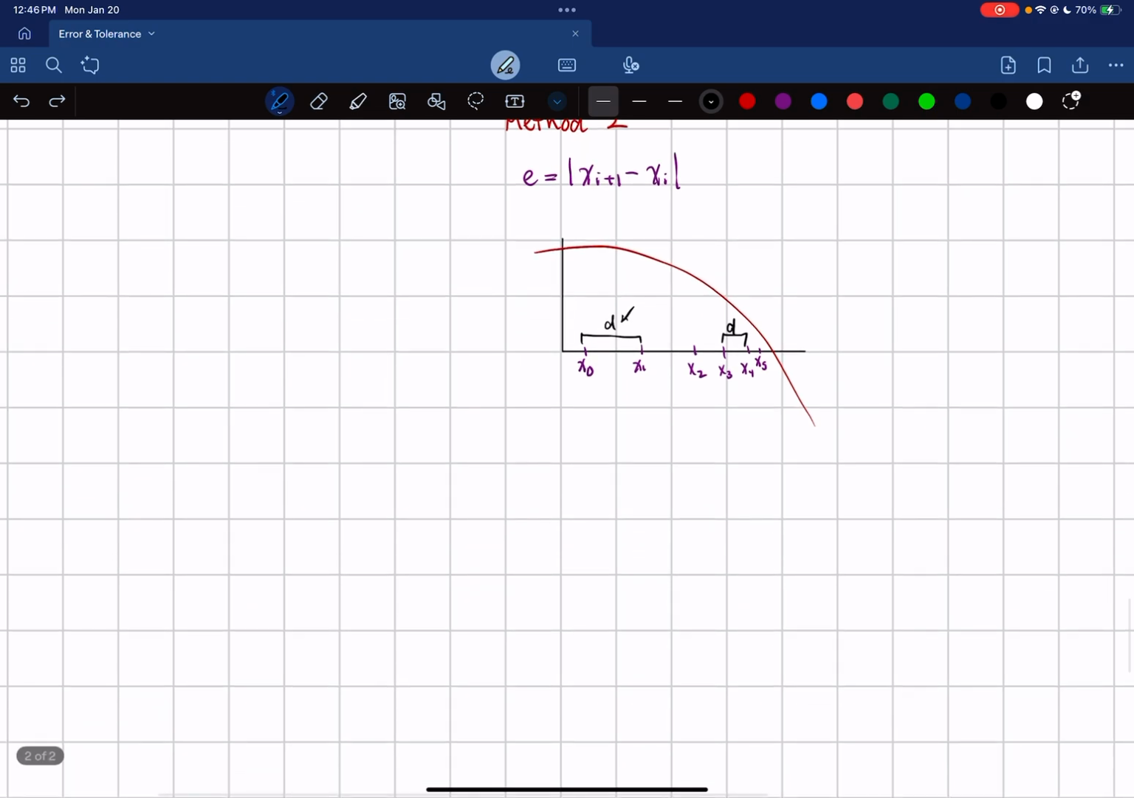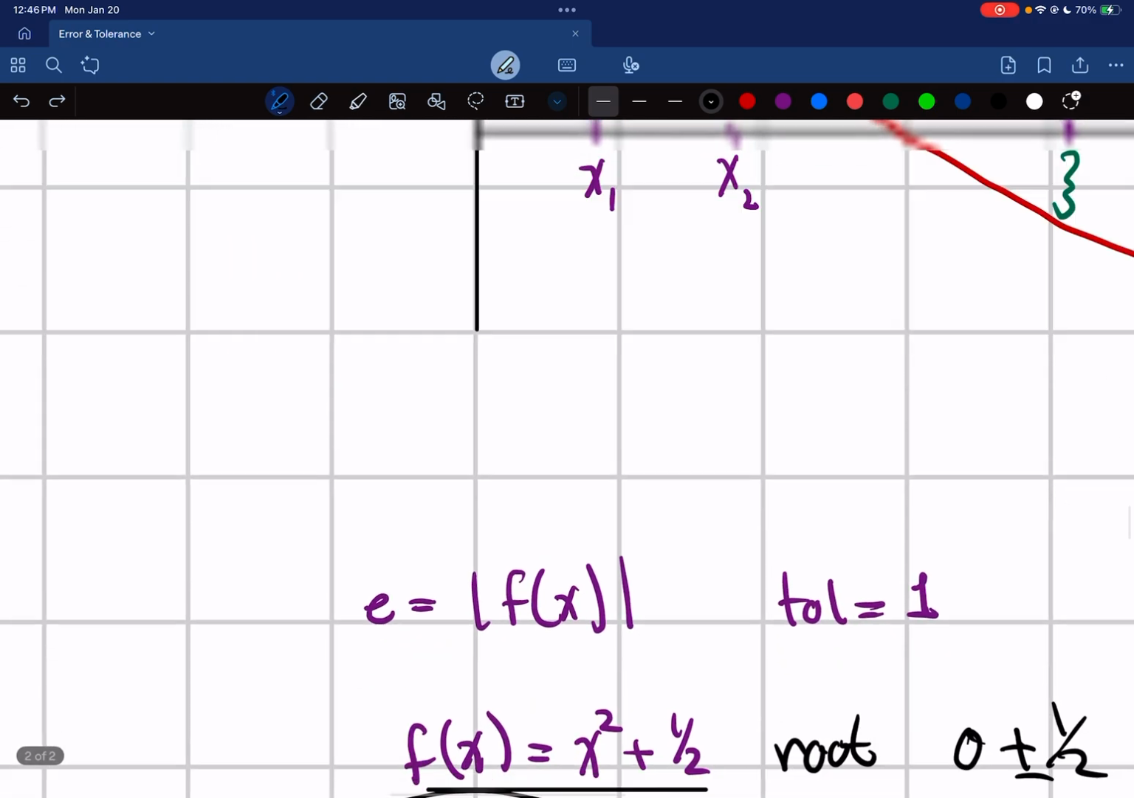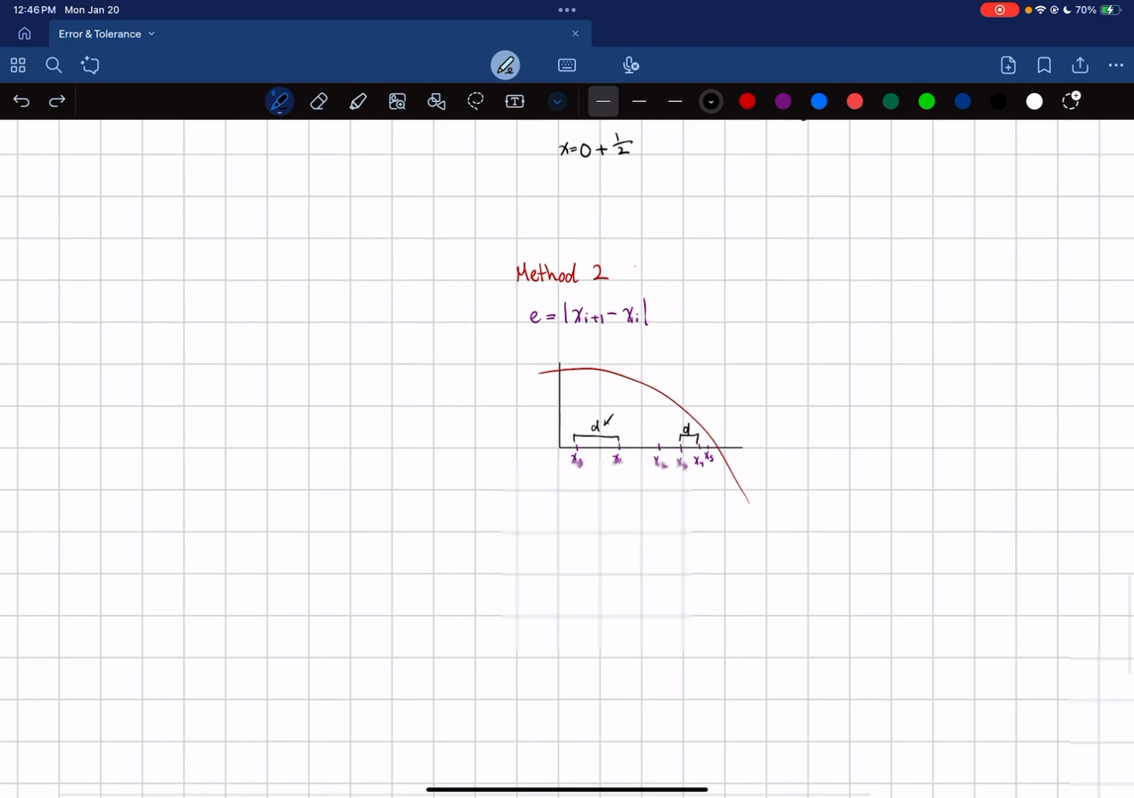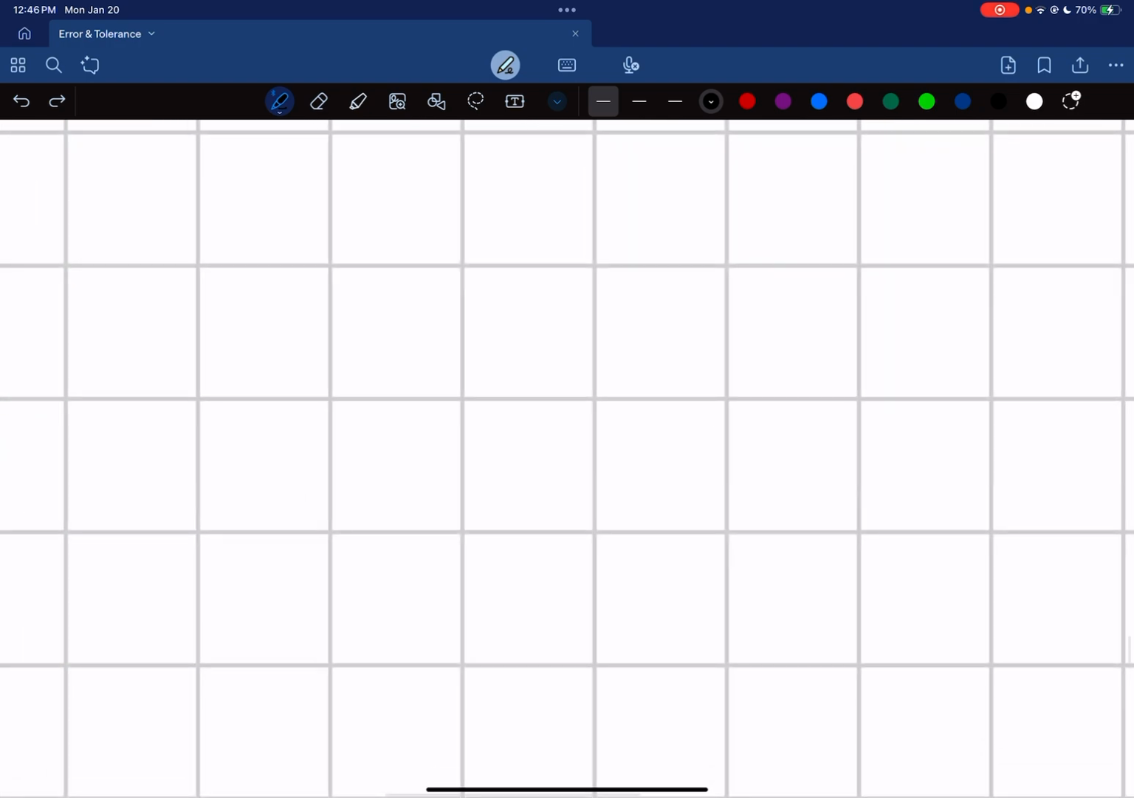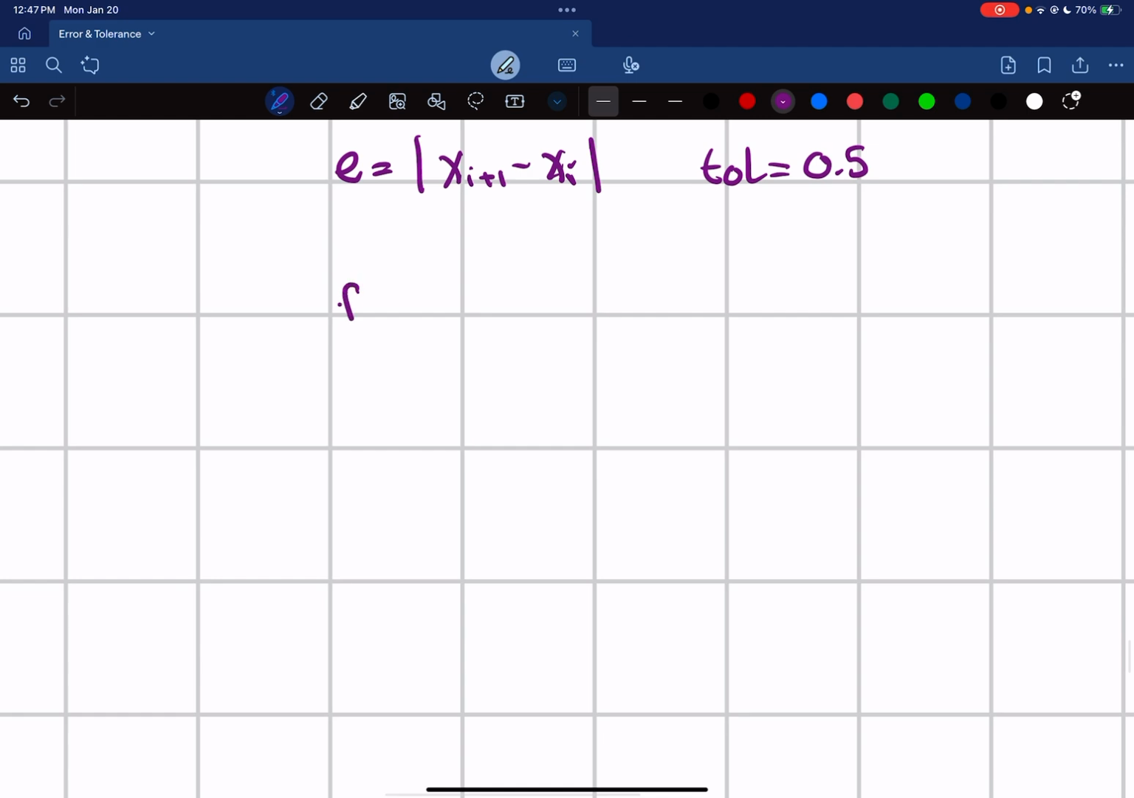And so, okay, what's the disadvantage with this method? So here, we know now our new error, this new method, x at i plus 1 minus x at i, right? We'll set our tolerance to be 0.5, and I'll choose for my function to be 1 over x.